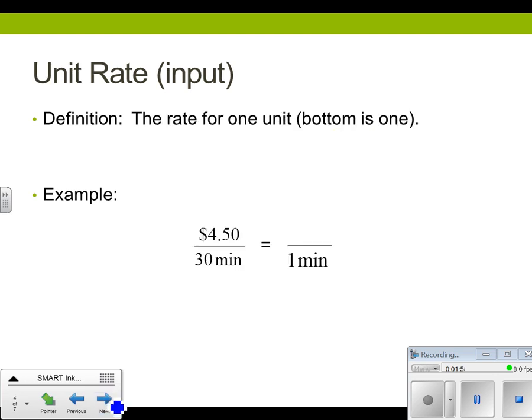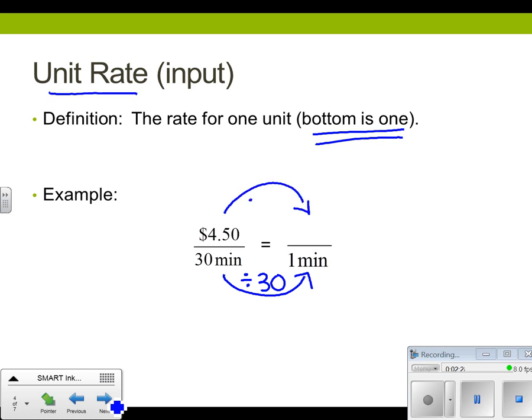A unit rate is when you have a rate for just one unit, and this means the bottom is a 1 when you're looking at unit rate. So if we look at $4.50 to 30 minutes, which is a rate, we want to make the bottom a 1. And so what we do, we know to turn 30 into 1 is we're going to divide by 30. 30 divided by 30 is 1. Whatever we do to our denominator, we're going to do to our numerator. We're going to divide by 30. So we do $4.50 divided by 30, and that would give you 15 cents. So 15 cents per minute is a unit rate.